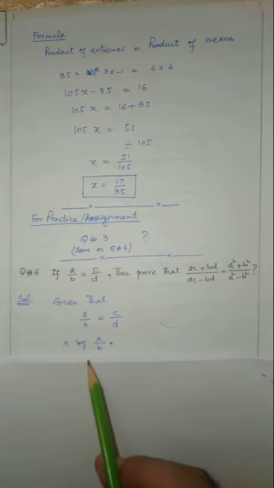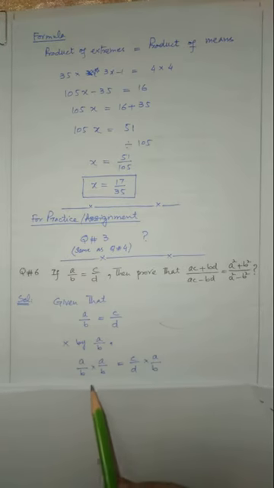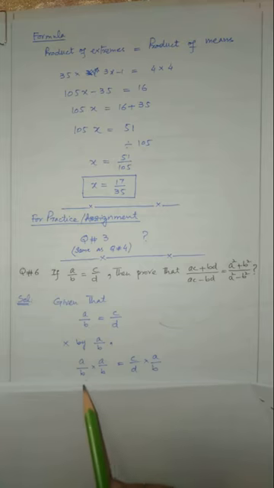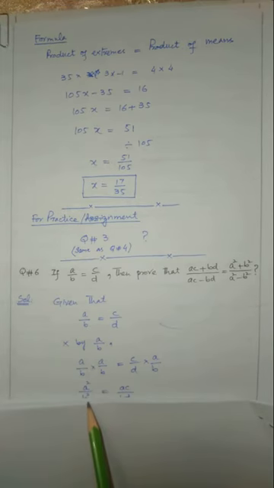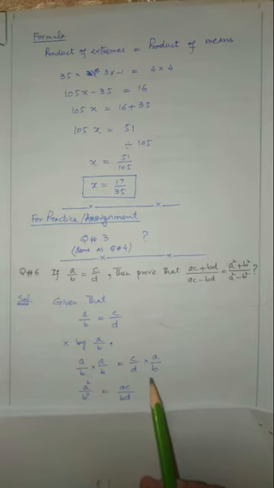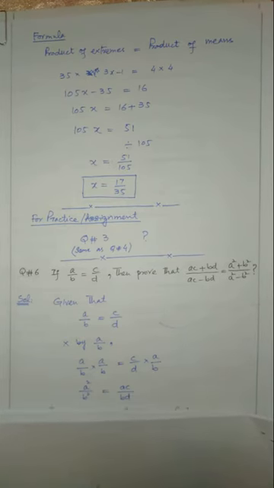Multiplying by a by b, both sides of the equation. So a by b into a by b is equal to c by d into a by b. a into a is a square, b into b is b square, is equal to ac divided by bd.